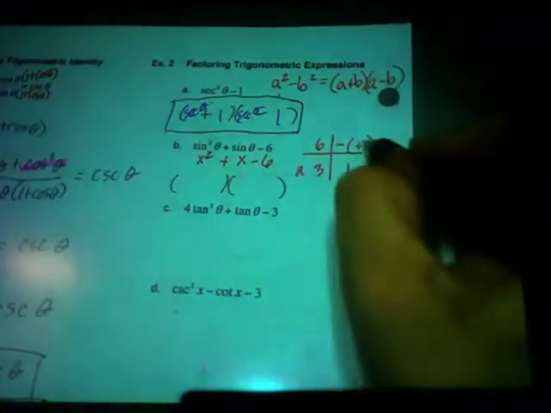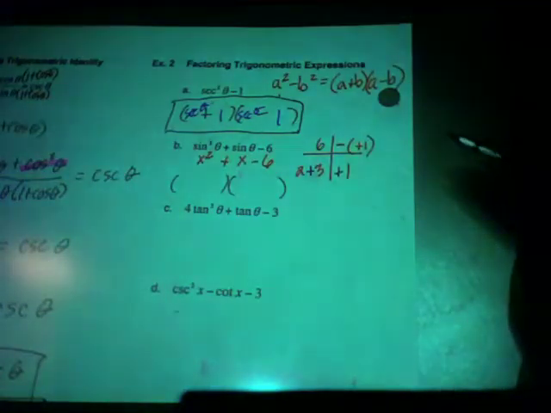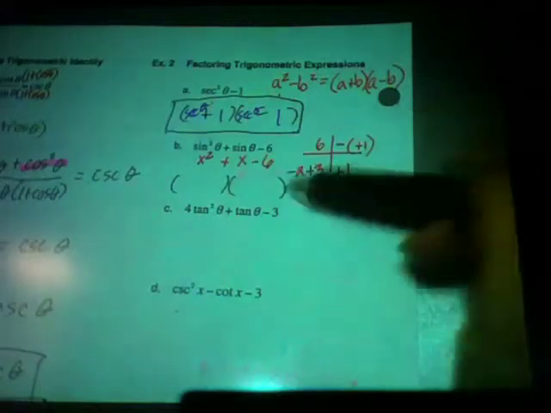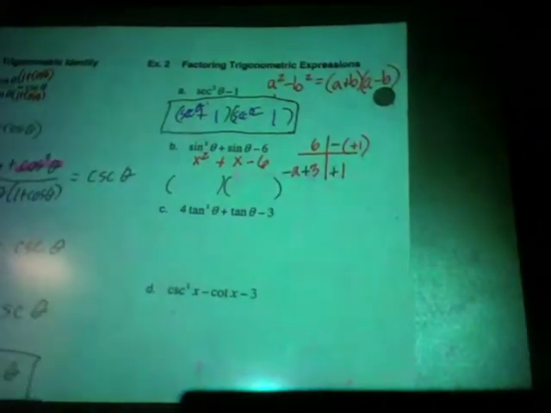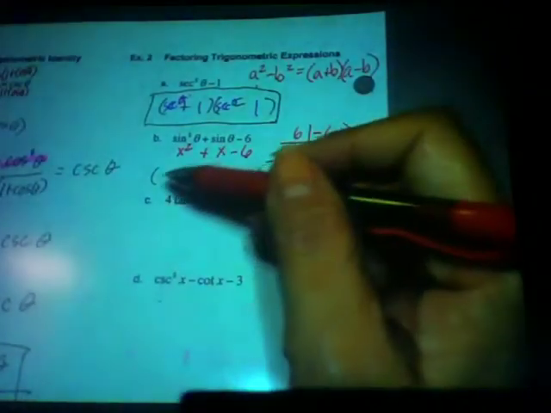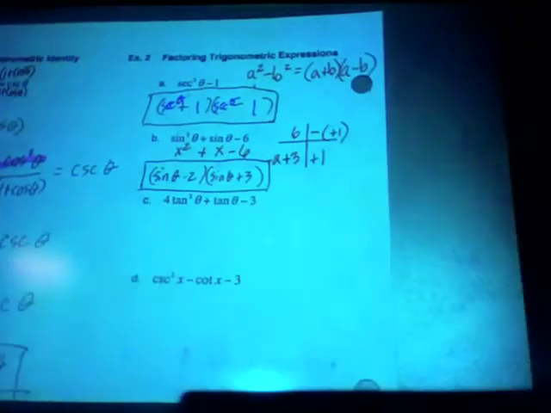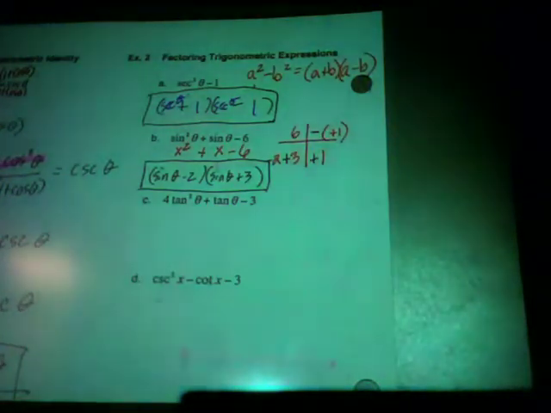The sign of my middle term 1 is positive. That means my bigger number 3 gets the plus. What does the 2 have to have? A negative. Because there's no coefficient on the squared term, I'm done. I can just throw these into parentheses. But instead of x minus 2 and x plus 3, what did I let x be? So I've got sine of theta minus 2 and sine of theta plus 3. That's not so bad, is it?